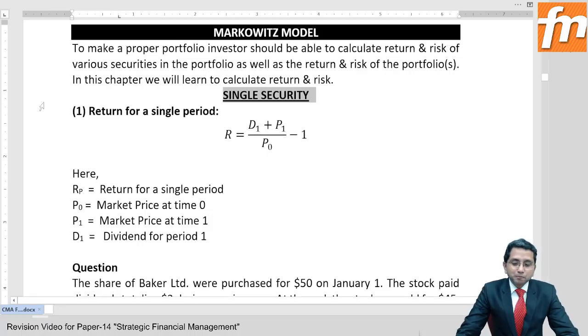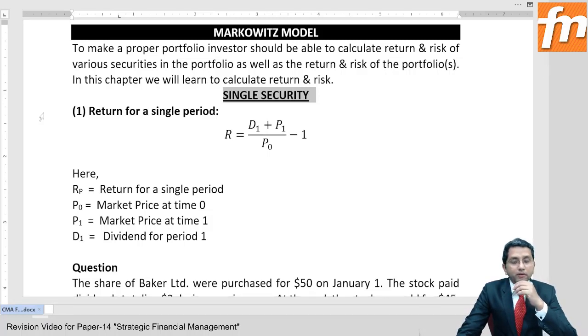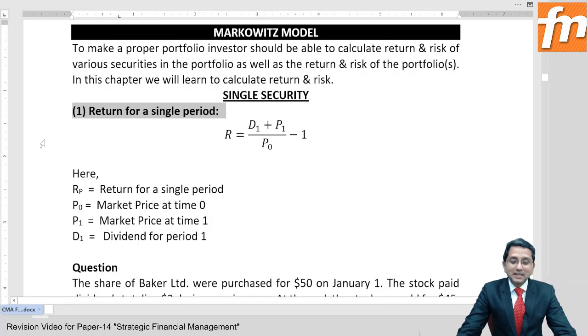So here I go, single security. Ultimately, you select a security which has a higher return, or which has lower risk, or which has both higher return as well as lower risk. So I start with this single security: how to calculate return on a single security, and that too for a single period, single security and single period.